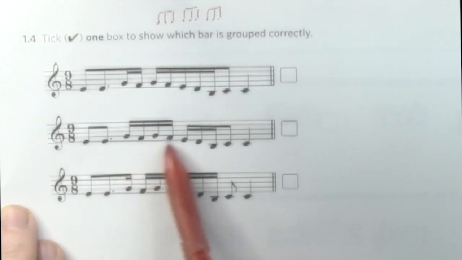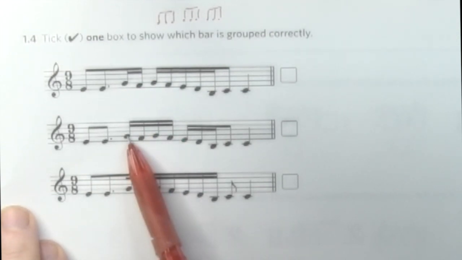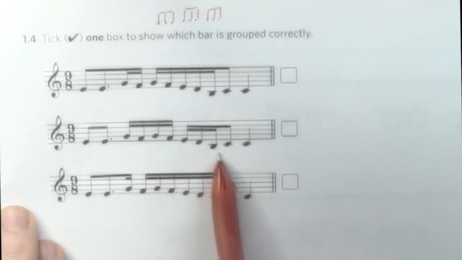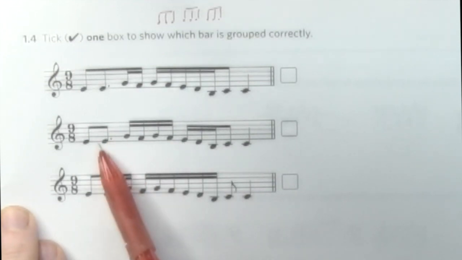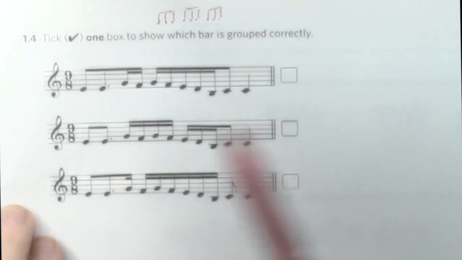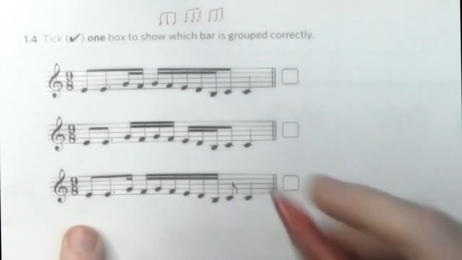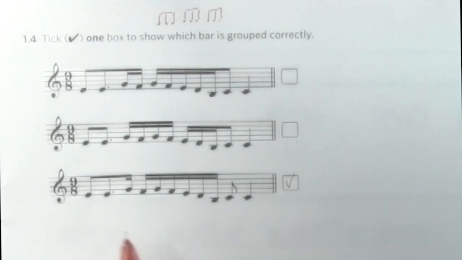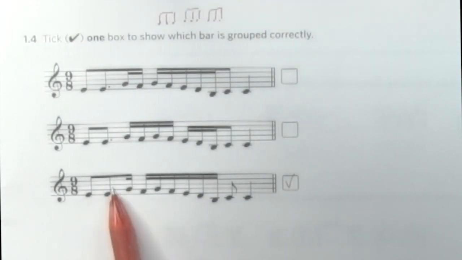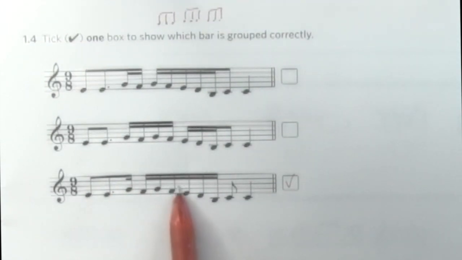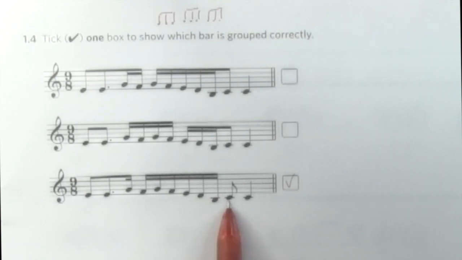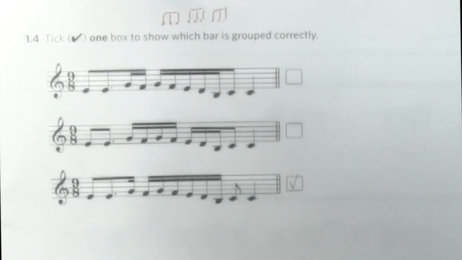This is grouped in simple time, but look, there are odd numbers here and here. They can't be 3 semiquavers, 3 semiquavers. Impossible. So the only possible answer is this, because we have 1, 2, and 3. 1, 2, and 3. 1, 2 and 3. All right? Easy peasy lemon squeezy.